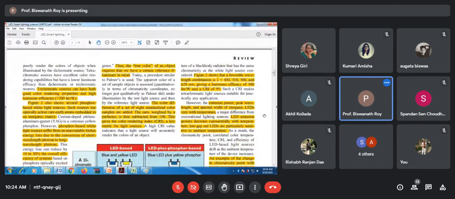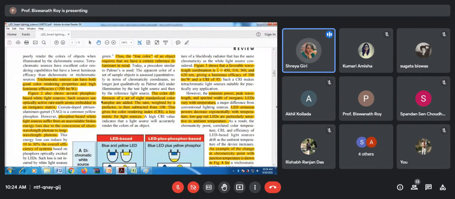Okay, so for dichromatic approach, 425 lumen per watt. Next, please, read from here.